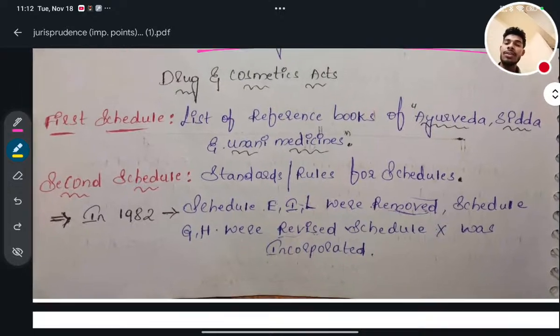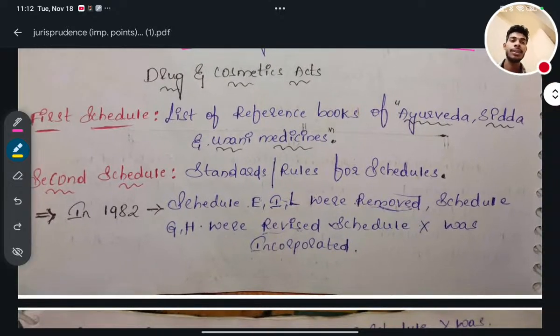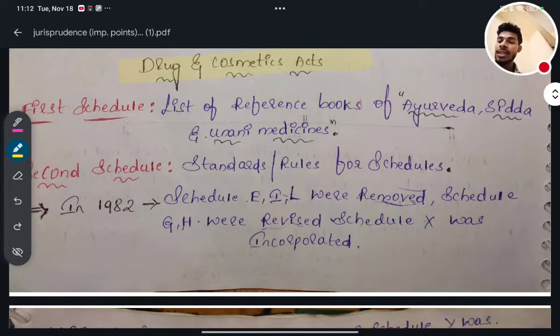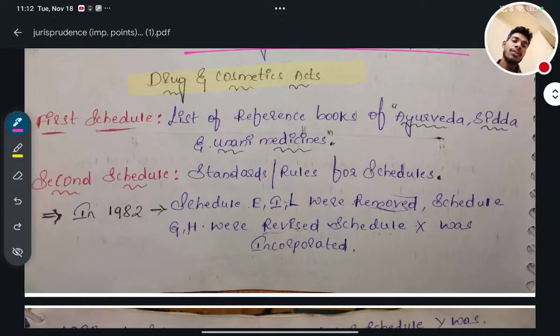Okay. Next, we will see in depth what the Drugs and Cosmetics Act is. The first schedule is the list of reference books of Ayurveda, Siddha, and Unani medicine. There are two schedules. The first schedule is the list of reference books such as Ayurveda, Siddha, and Unani medicine. The second schedule is the standards or rules for the schedule.